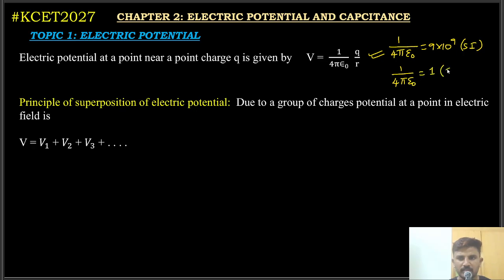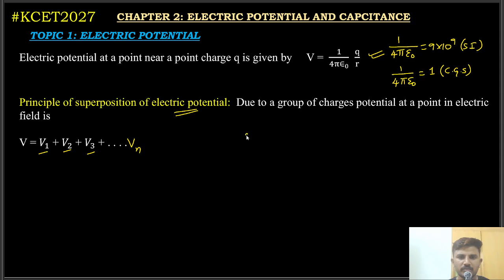In CGS unit. Clear? Then we have the principle of superposition of electric potential. Due to a group of charges, the potential at a point in the electric field is V1 plus V2 plus V3, and so on up to Vn you can consider.